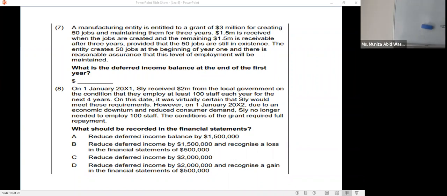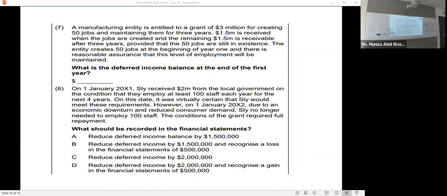Students, after completing this question, we are going to have a break. Okay. Question number 8. What should be recorded in the financial statements? On 1st January 2001, SRAI received 2 million from the local government on the condition that they employ at least 100 staff each year for the next 4 years. On this date, it was virtually certain that SRAI would meet these requirements. However, on 1st January 2002, due to an economic downturn and reduced consumer demand, SRAI no longer needed to employ 100 staff. The condition of the grant required full repayment. What is going to happen?